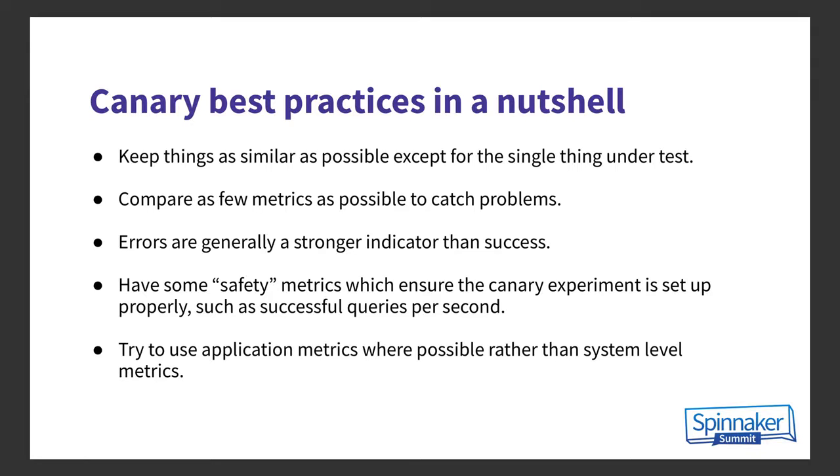Compare as few metrics as possible. In the past, I've seen people with 600 to 900 metrics. If you look hard enough, you will find a difference, and that doesn't necessarily mean there's a problem. And now you have to figure out how much of a difference you care about, which makes it really kind of washy. So it'd be better to have, say, 5 or 6 metrics that each give a strong indicator. Errors are almost always better than success because errors actually have very meaningful content.